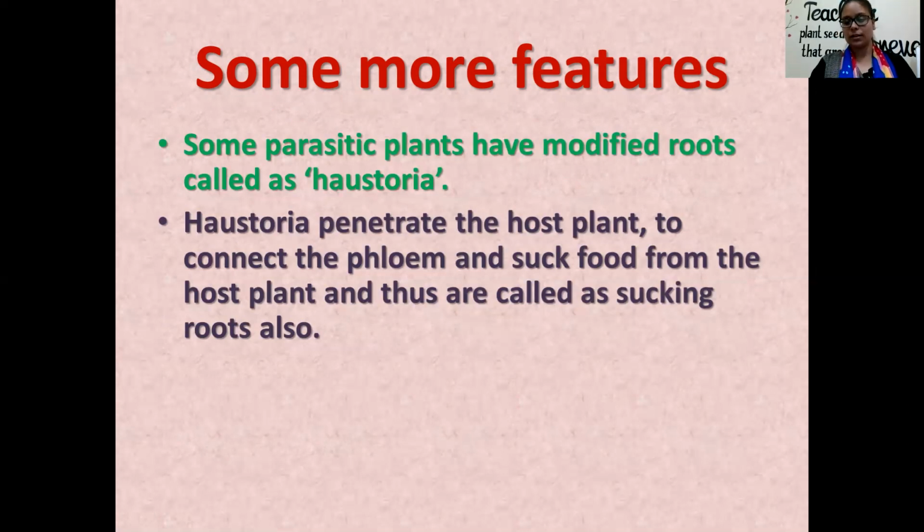So haustoria, what it does is, it penetrates the host body and connects to the phloem. Now we know that phloem is the vascular tube which transports food and nutrition from the leaves to all parts of the body. So they connect to the phloem and suck all its food and nutrition and take it up. And because they suck it, they are also called sucking roots.